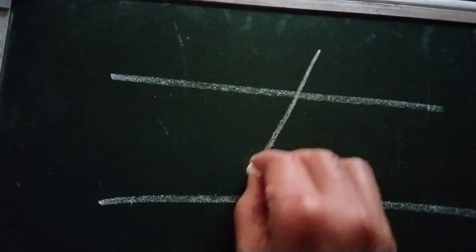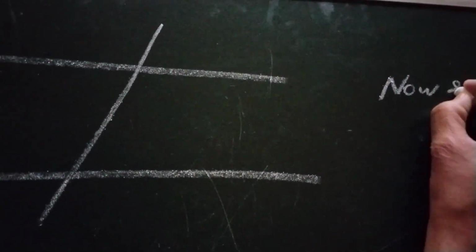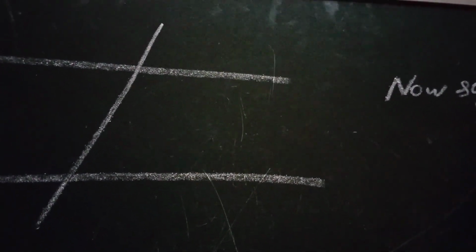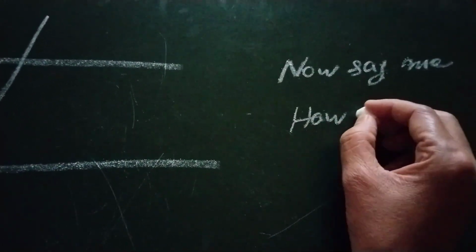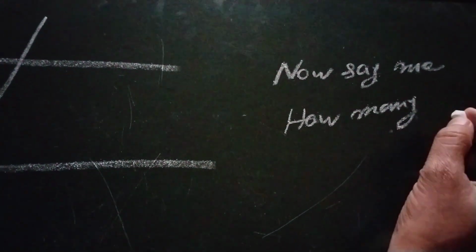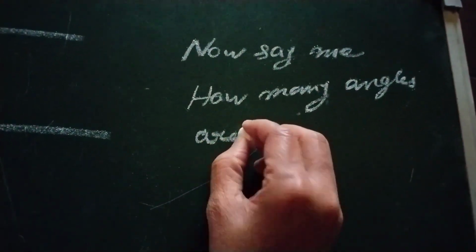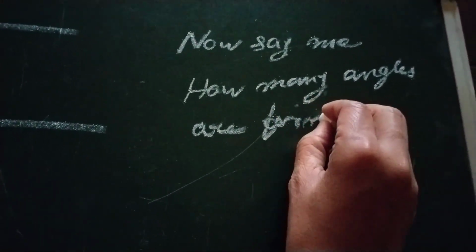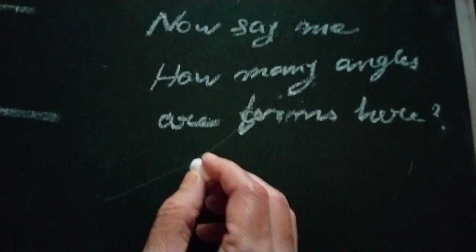There are two parallel lines which are intersected by another one. And now the question is, tell me, how many angles are formed here.